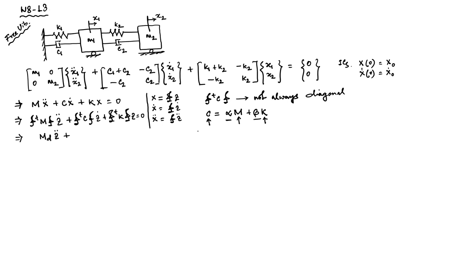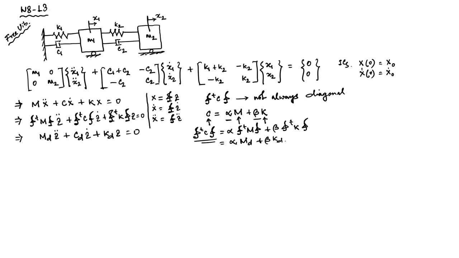Under this assumption, again we can show that phi transpose C phi is equal to alpha times phi transpose M phi, which is diagonal, plus beta times phi transpose K phi. So this is effectively alpha times M_D plus beta times K_D. Obviously, then this matrix is diagonal, so we write it C_D, z dot plus K_D z is equal to 0.